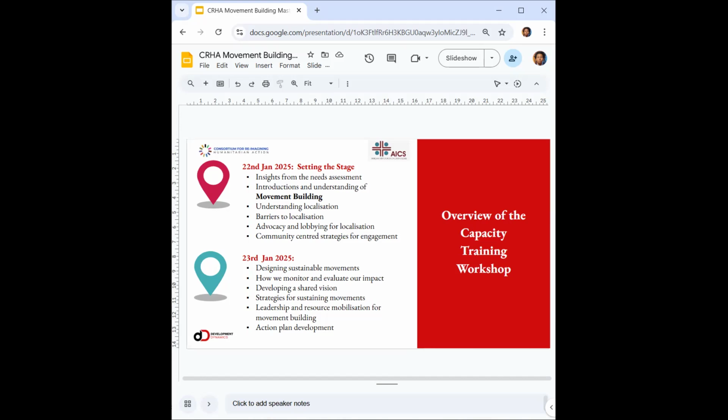And when we set that stage, then tomorrow we can begin action planning, or moving from vision to action. So how do we design our sustainable movement as CRHA? How do we ensure that we are monitoring and evaluating our impact on each of the different steps we're taking? How do we also develop a shared vision? We'll have a quick moment to sit down and develop this vision for us. What does it look like? What's our end goal? What's the impact that we're hoping to achieve?